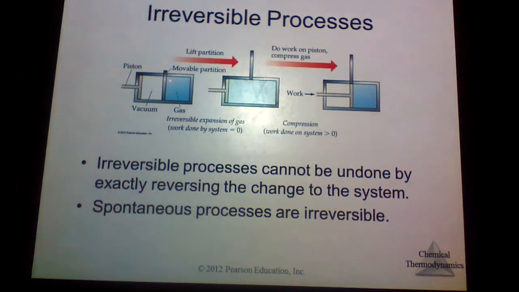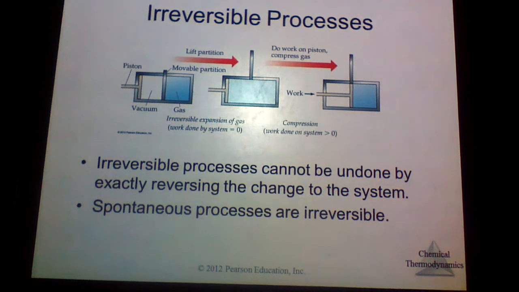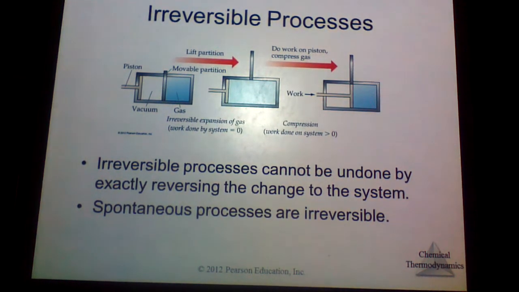So here's my piston. Let's just go back. Here's my piston. I have gas particles that are separated from a vacuum. So half of this is a vacuum, half of this is gas. I have this movable partition here in the middle. I lift that partition. That gas is going to spontaneously move to fill that entire volume. And that's an irreversible process. It's spontaneous. It's going to happen.